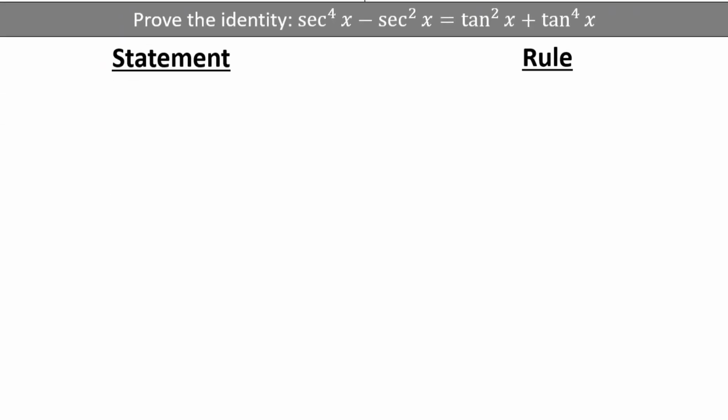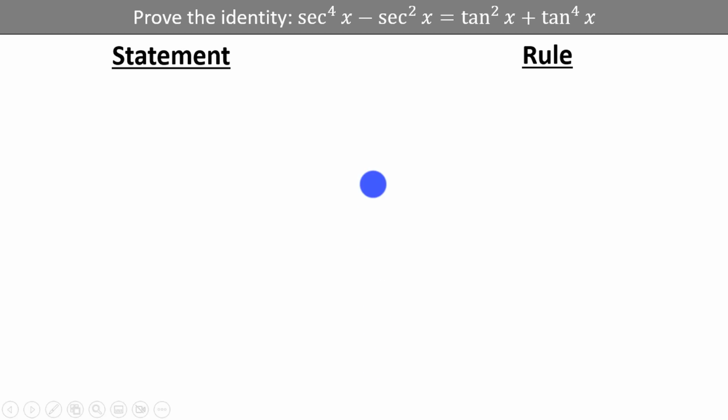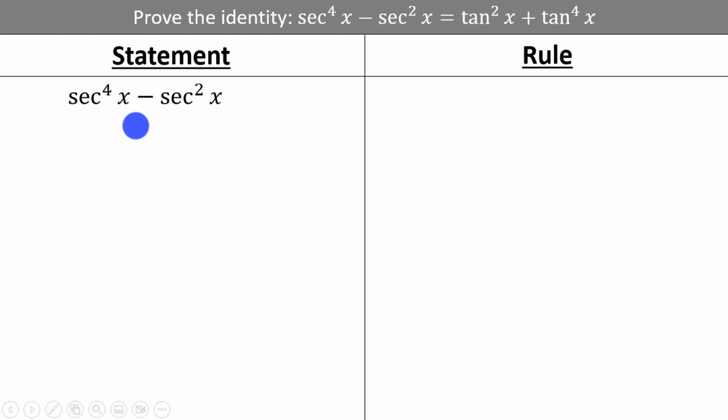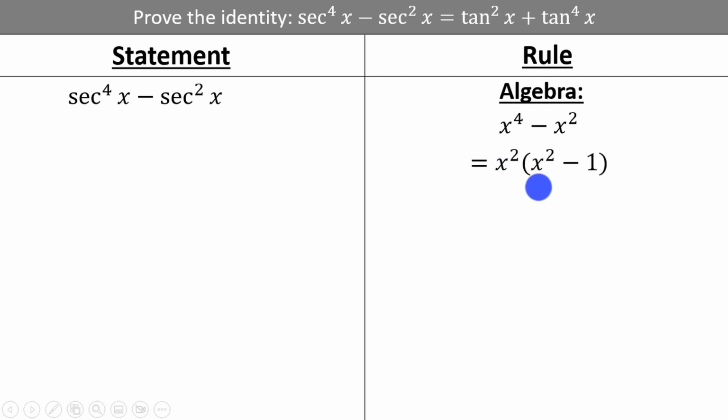Let's try another problem. We are asked to prove the identity secant to the fourth power of x minus secant squared of x is equal to tangent squared of x plus tangent to the fourth power of x. Let's work on the left-hand side of the equation. We know in general if we had x to the fourth power minus x squared, this could be factored as x squared times x squared minus 1. X squared times x squared is x to the fourth power, and x squared times negative 1 is equal to negative x squared.